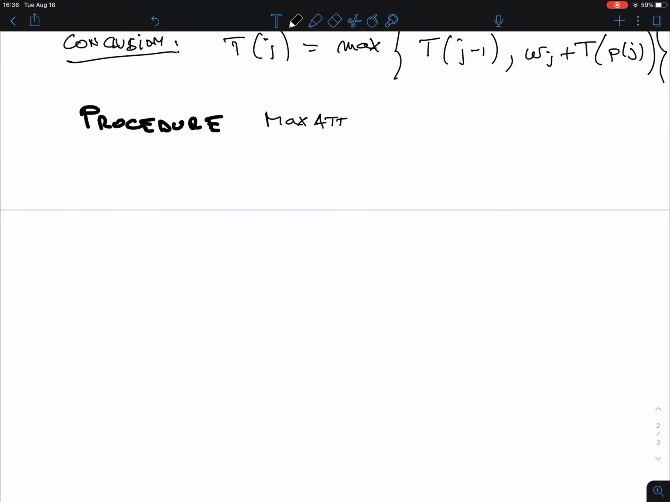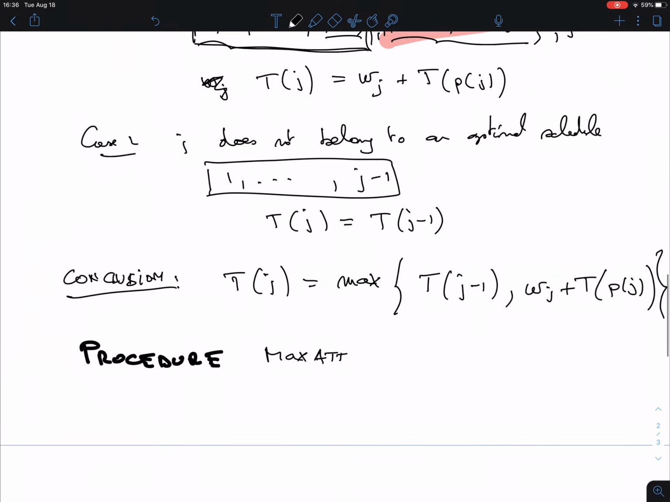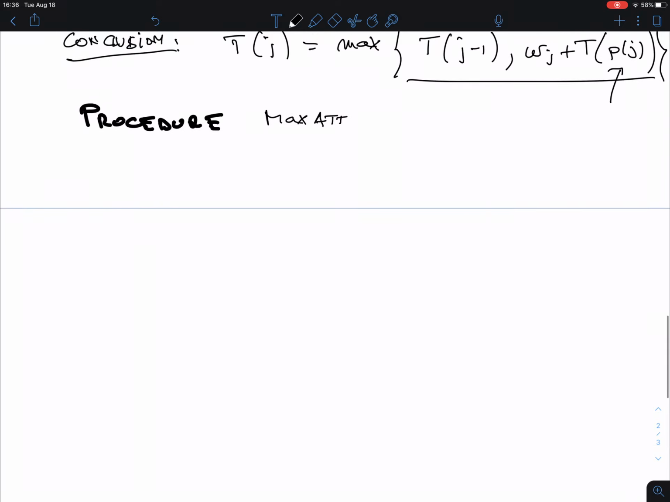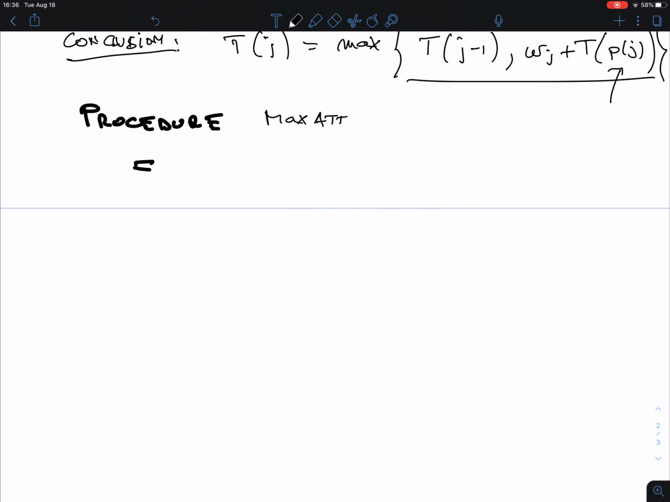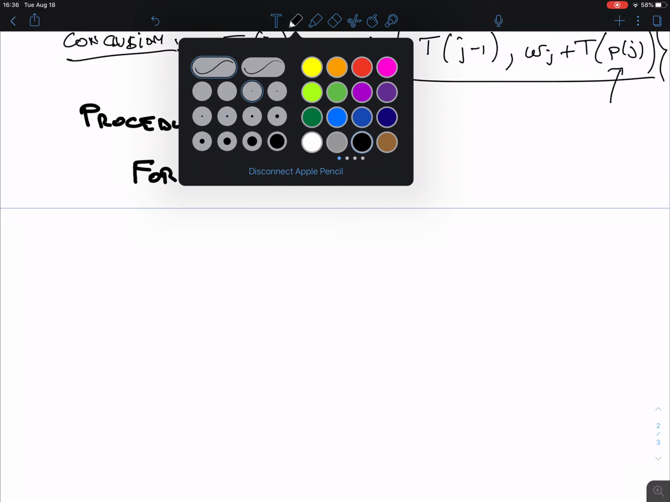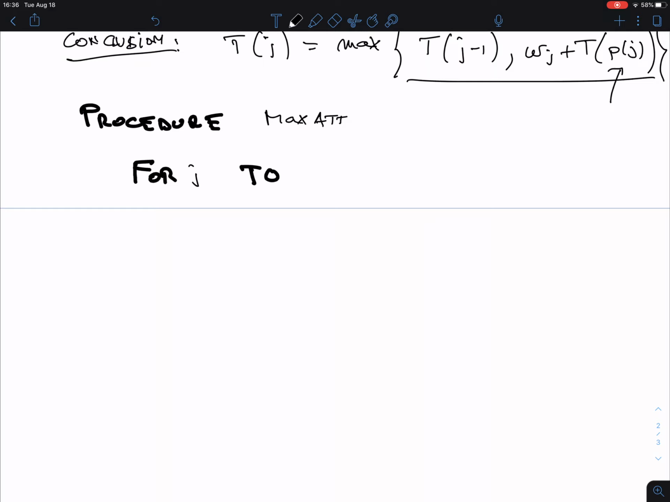Well, first of all, we have to calculate these PJs because they do play a role here. You see in the formula they do appear here. So we need to write that down, but that's very easy with a for loop. Remember we are trying to calculate them for each of the talks, from talk 1 up to n. So j going from 1 to n.